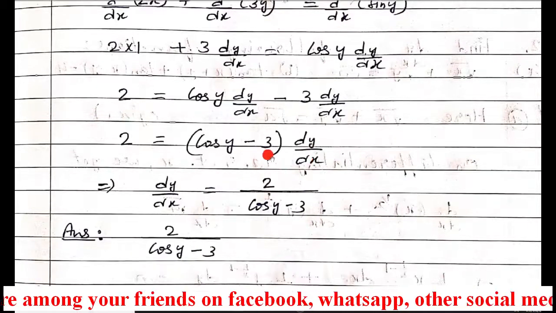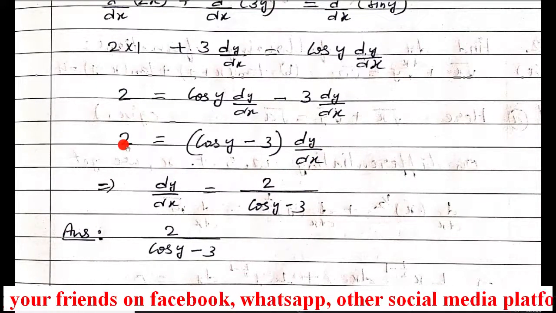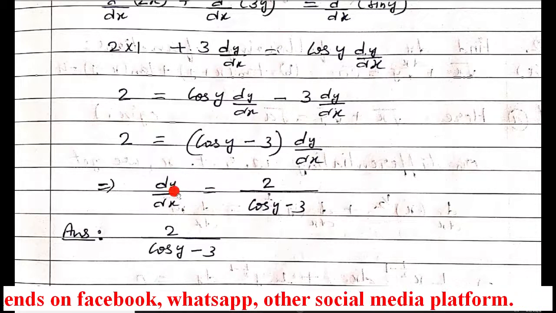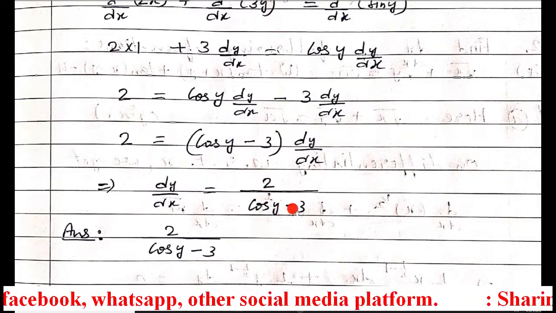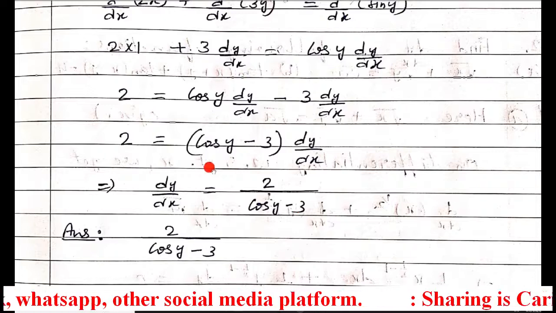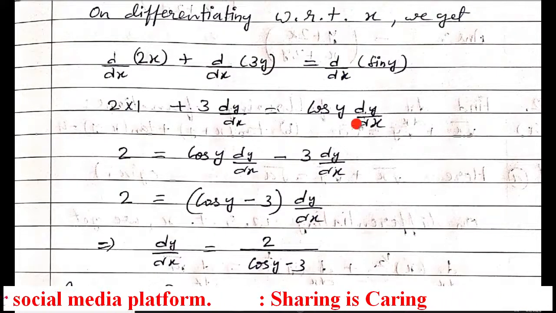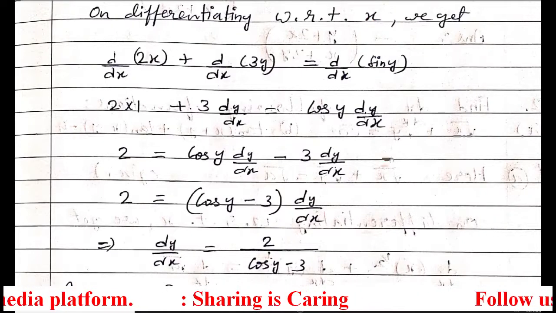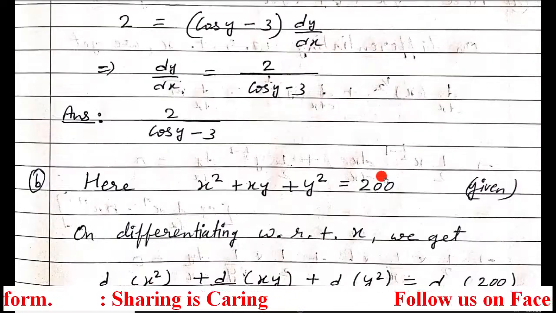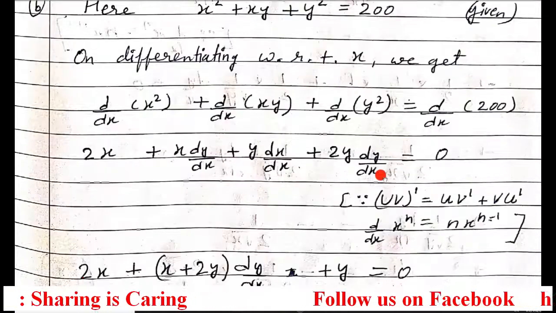Now this bracket is in multiply, so it will come here in divide. Hence we obtained dy over dx as 2 upon cos y minus 3. Now the first part of question number first is completed. Nothing more we had done, we simply differentiated with respect to x. Now we will start the B part of question number first.